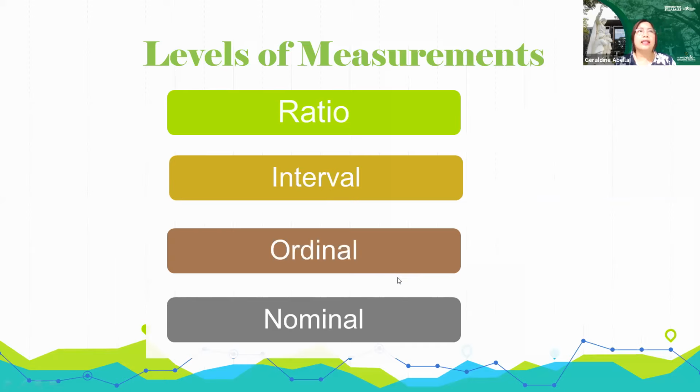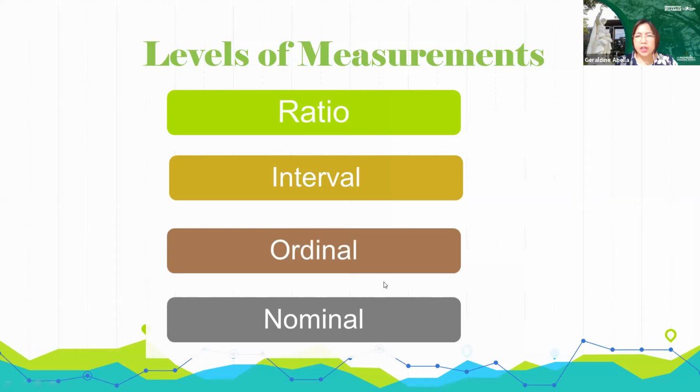However, we could not give the exact difference. Likert data like strongly agree, agree, disagree, strongly disagree are measured in the ordinal level. We know that there is a difference, but we could not give the exact difference between small and medium, medium and large. Okay, so ordinal level. In the third level, we call it interval.